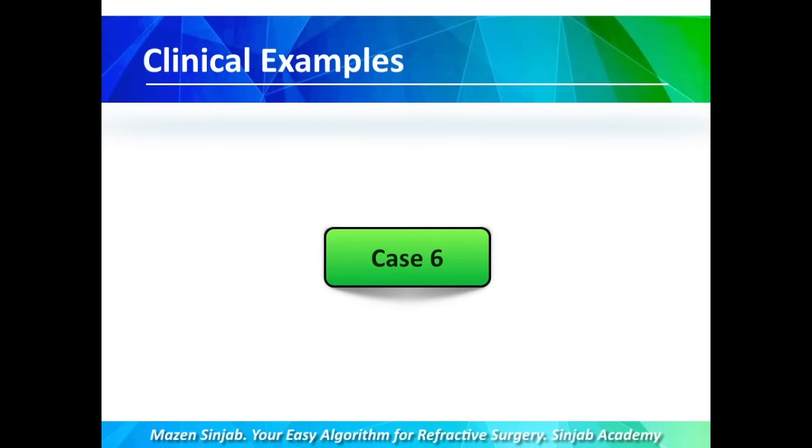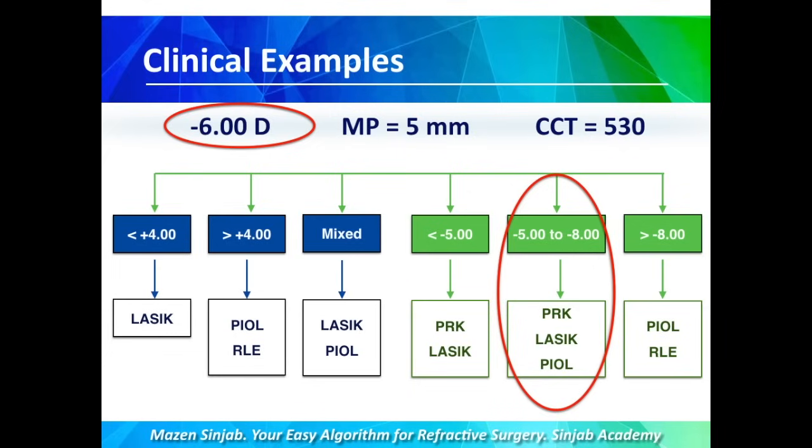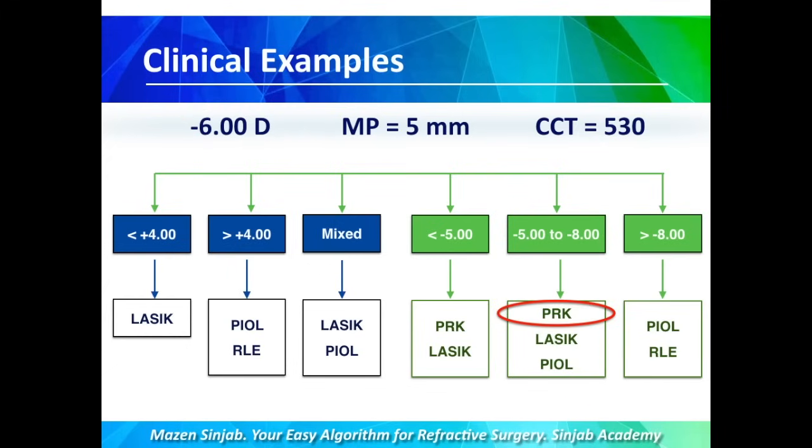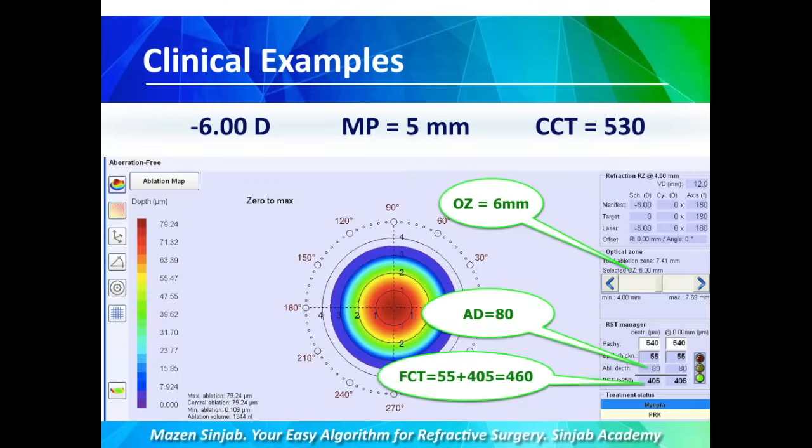Case number 6. A patient has -6 diopters, his mesopic pupil is 5 millimeters, his pre-op corneal thickness is 530 microns. According to the algorithm, we have 3 options: PRK, LASIK, and phakic IOL. Starting with PRK. The optical zone should be at least 6 millimeters, and accordingly, the ablation depth will be 80 microns, and the final corneal thickness will be 460 microns. So, PRK is accepted.